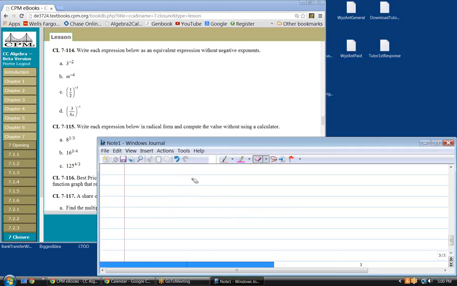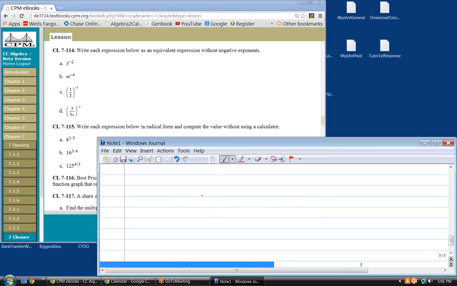Now it gets a little more complicated. What is 16 to the 3/4? Which one do we do first, the numerator or the denominator? Denominator. What's the 4th root of 16? 2. What's 2 cubed? 8. That's exactly how you do those. Do the denominator first, then do the numerator. In other words, we took the 4th root of 16, we had 2. So this is really the same as 2 cubed.